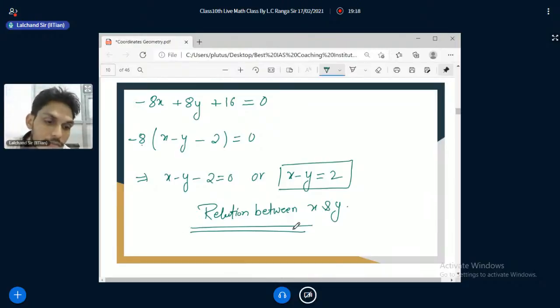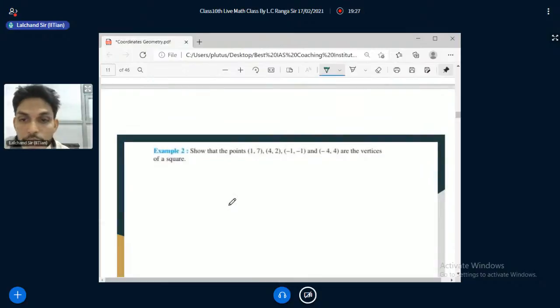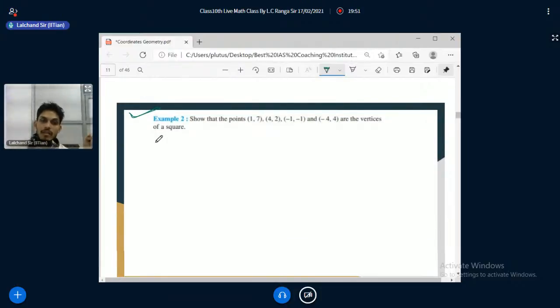Okay, are you getting this? Up to this, how to find relation between x and y? Okay, fine. Okay. Now try this sum. You have to prove the given points are the vertices of a square. Can you solve this question? Okay, try.